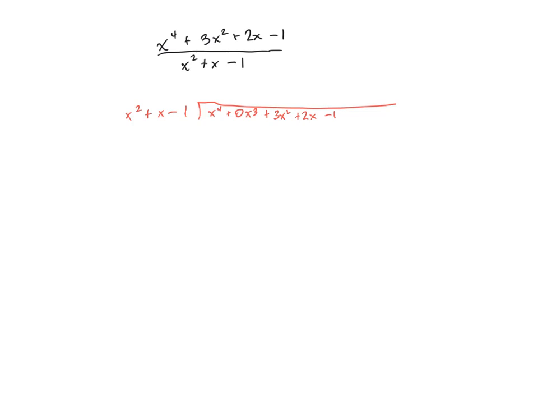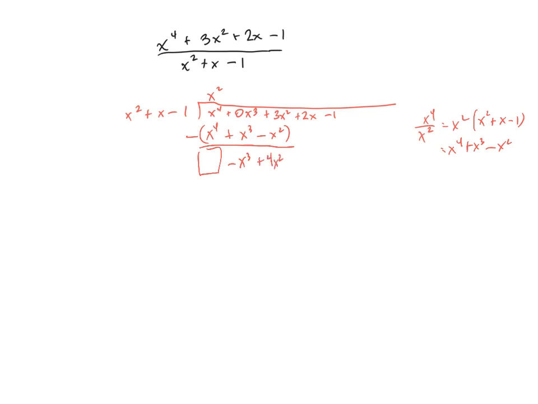So x squared goes into x to the fourth, x squared times, that goes on top. I'm going to multiply that by the entire divisor, and that goes underneath. I'm going to subtract all of that. Again, first term to subtract away. 0x cubed minus x cubed is negative x cubed, and 3x squared minus negative x squared is 4x squared. Most common errors in long division are just arithmetic errors, typically multiplication errors or problems with signs, especially the subtracting step. So now I need to bring down my term.